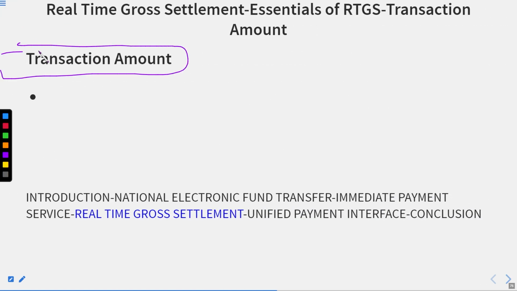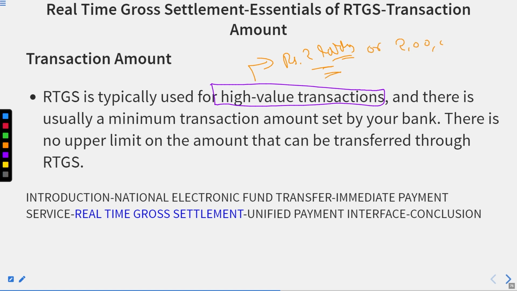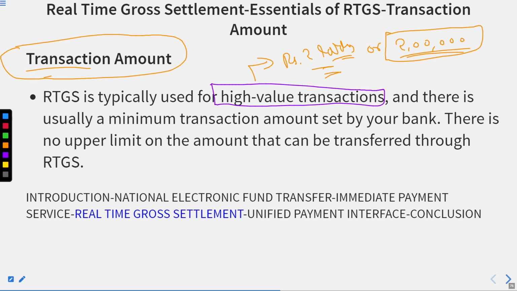Now the transaction amount. RTGS is typically used for high value transactions, and there is usually a minimum transaction amount set by your bank. There is no upper limit on the amount that can be transferred through RTGS. Okay, so basically that's what we have already discussed, that this is only used for high value transactions, and there is a minimum limit which is set by the banks generally. So the starting limit is rupees 2 lakhs. So this is the transaction amount.